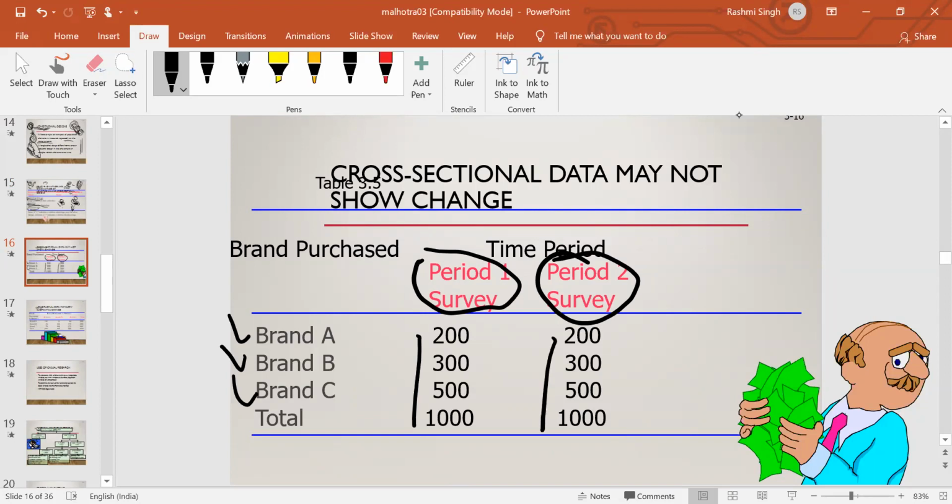In time period 1, brand A is purchased 200 times, and in period 2 also 200 times. Brand B is purchased 300 times in time period 1 and 300 times in time period 2 also. Brand C is purchased 500 times in time period 1, and in time period 2 again brand C is purchased 500 times. So it is not showing any kind of change. This is the table for cross-sectional data.